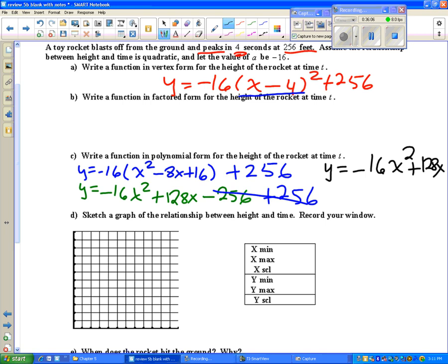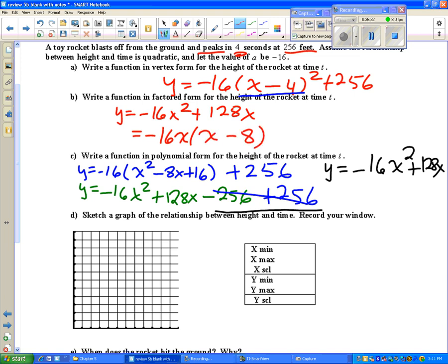Now that I have polynomial form, I can factor it. But because these two canceled, I'm going to go ahead and just take out a greatest common factor. My greatest common factor of negative 16x squared and a positive 128x, I believe, is going to be negative 16x, which leaves me x minus 8. That is factored form.